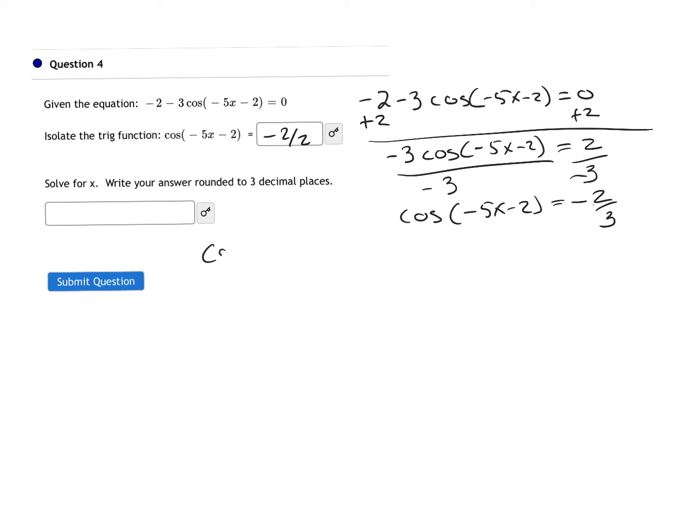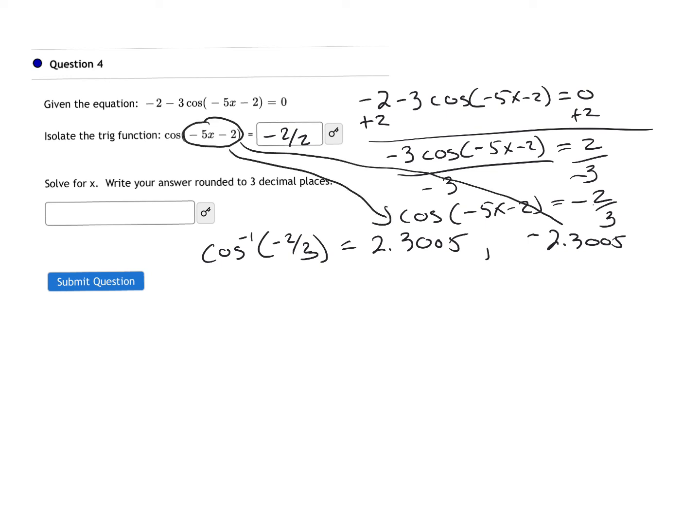Now we have to do the inverse cosine of negative 2/3. And when I do that, I end up with 2.3005. Because it's cosine, my other value that I'm going to have to work with is negative 2.3005. So I'm going to set up two equations. I have to set this equal to this and equal to this. So I'm going to start off by doing 2.3005 is equal to negative 5x minus 2, or we have negative 2.3005 is equal to negative 5x minus 2.